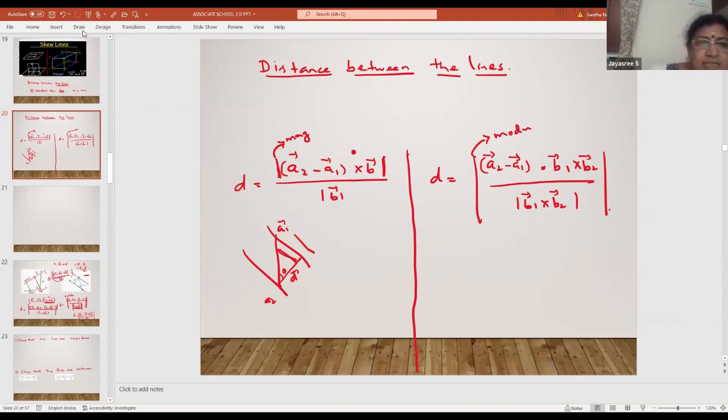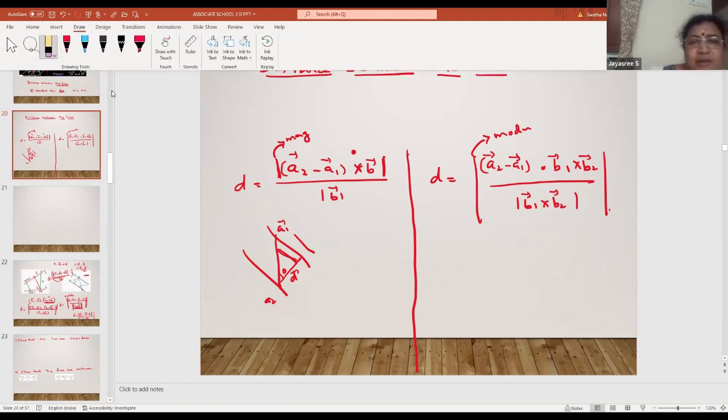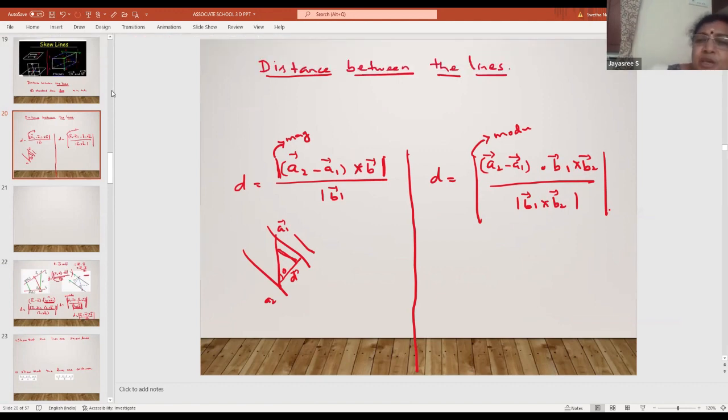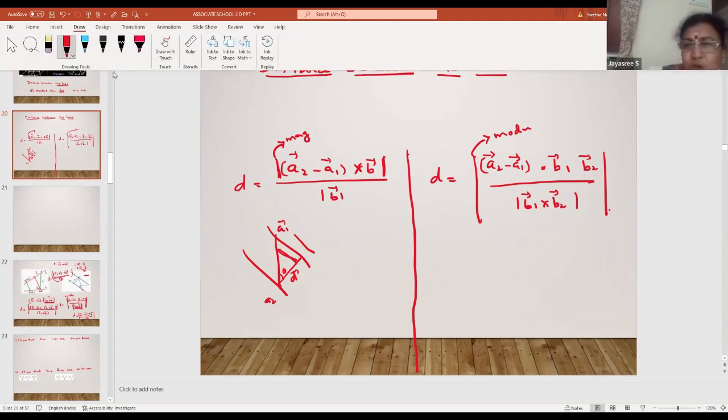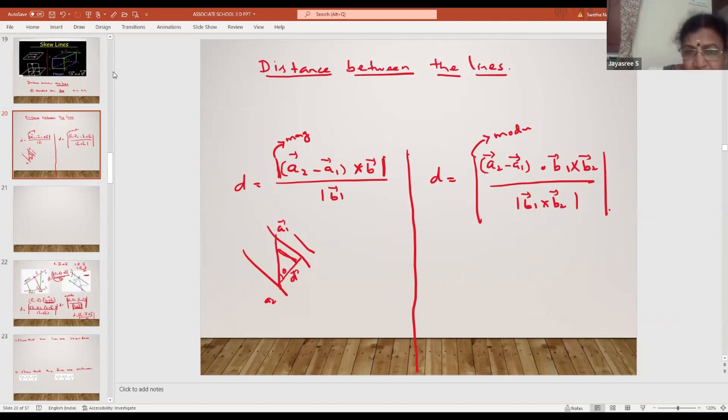One of my students says, ma'am, cross product will come in the distance somewhere. Here B1 and B2 are different, so definitely it comes in the B only. So they have some shortcut to remember it: before B, we train them with the magnitude. We train them with the modulus.